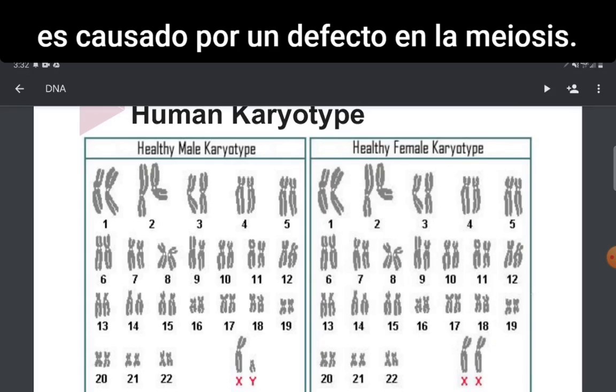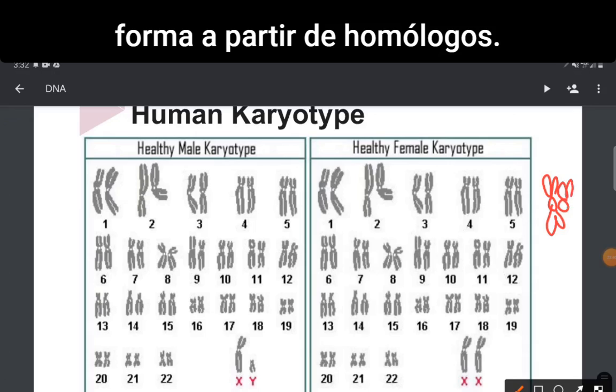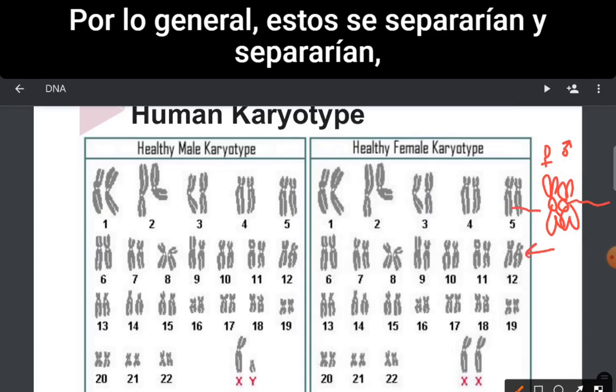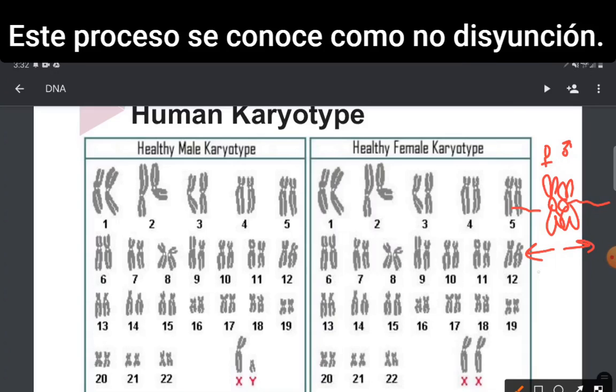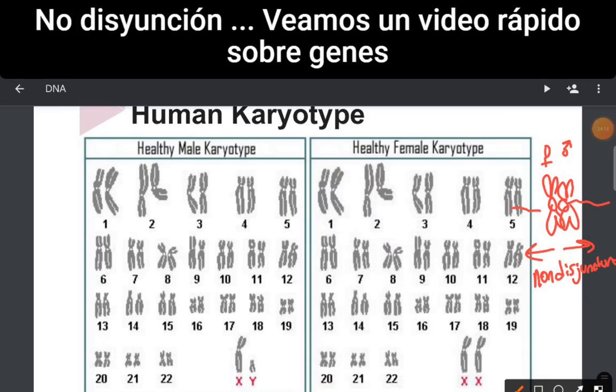That is caused by a defect in meiosis. And so basically, we've learned before that in meiosis, tetrads form from homologs where crossing over occurs. Usually, these would be separated and pulled apart. However, sometimes they are not pulled apart. This process is known as non-disjunction.